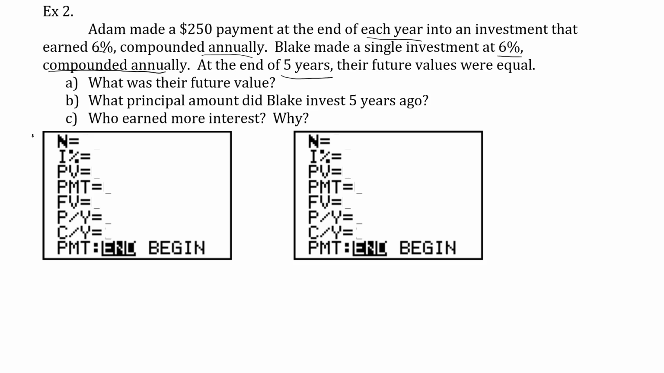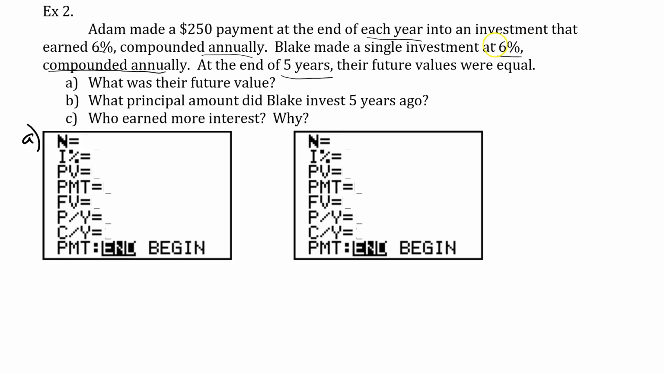So let's figure out A here. We don't have enough information from Blake to be able to figure out what the future value of that money is. So first of all, we need to figure out what the future value of Adam's investment is, and then we know that that's the same thing as Blake, because it said at the end of 5 years their future values were equal. So let's set this first TVM solver up with Adam's information.